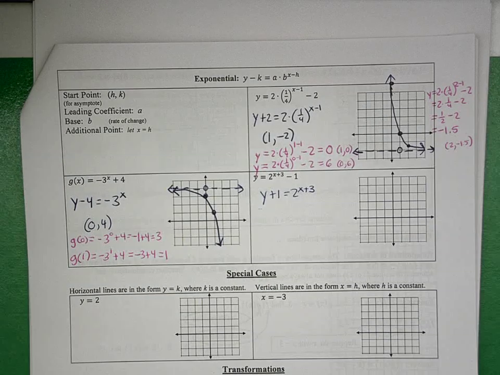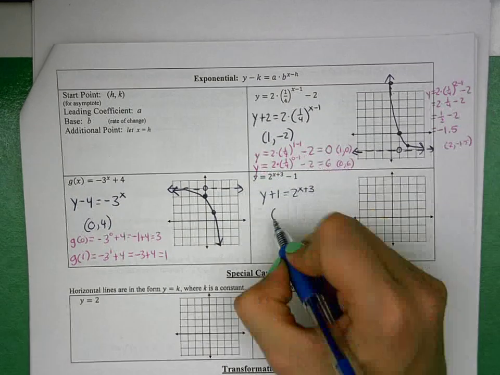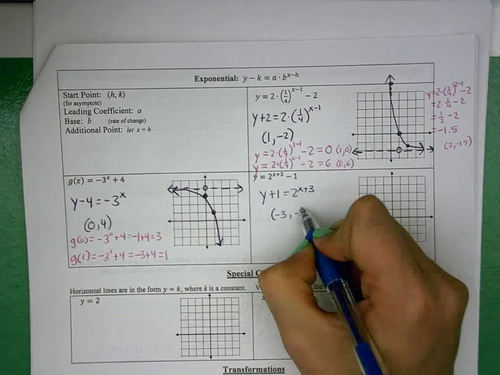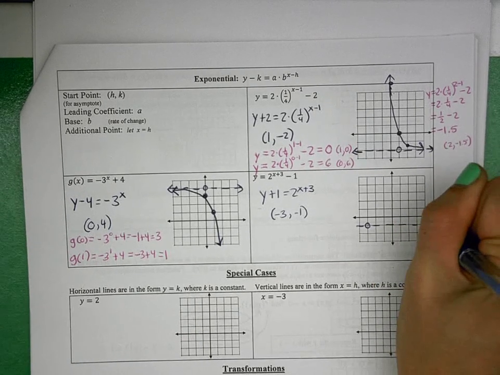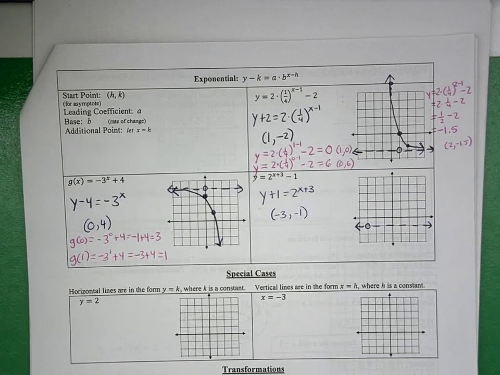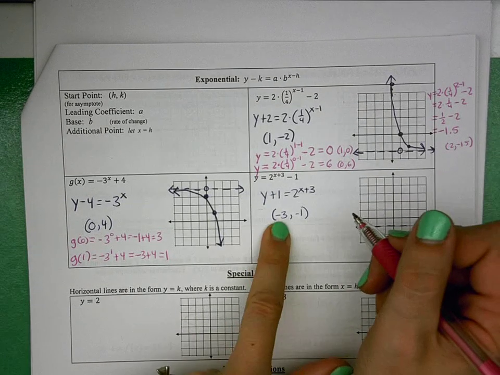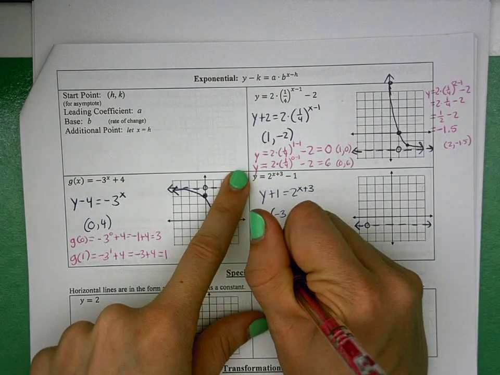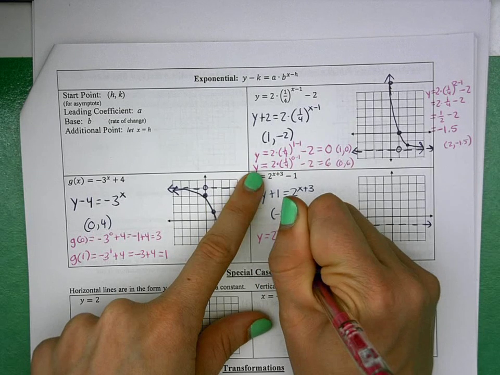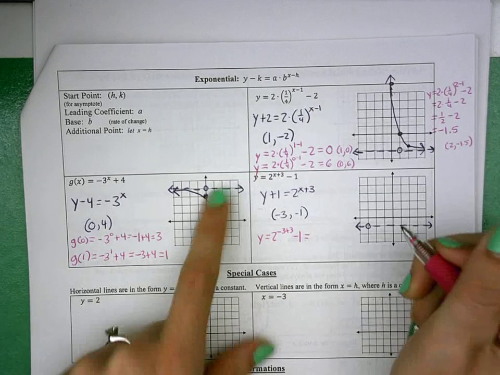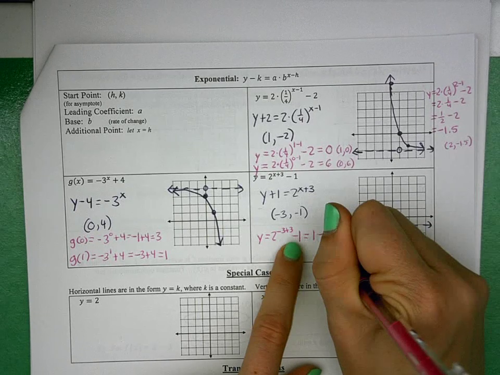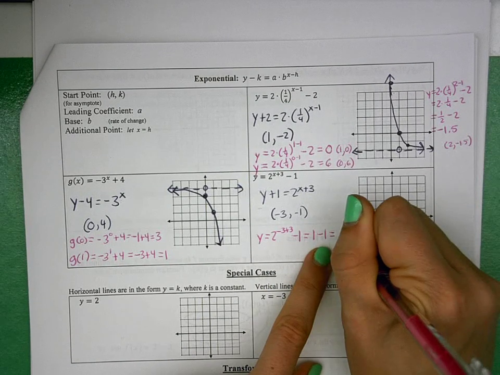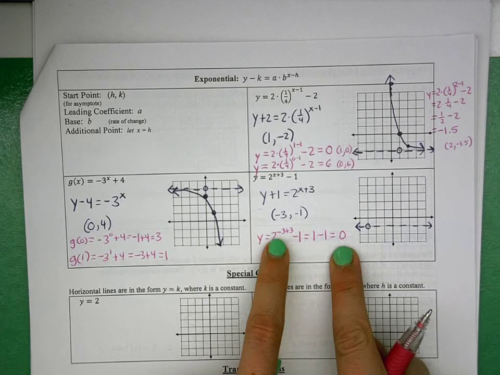Okay, my h, k: x is negative 3, y is negative 1. Again, that's my asymptote, so I'm going to put a hole. And then 2 values to plug in. Again, my recommendation is to start with the x value you already have. So y equals 2 to the negative 3 plus 3, minus 1, because that gives me 2 to the 0, which is 1, minus 1, which is 0. So my first coordinate point is x equals negative 3, y equals 0.